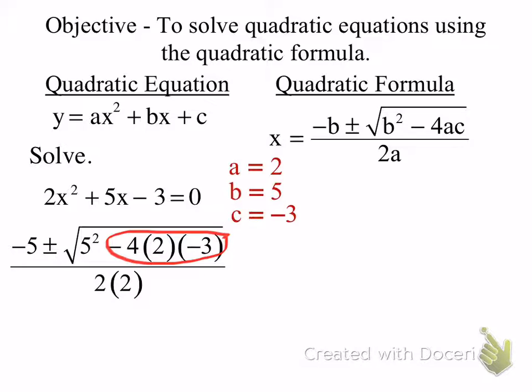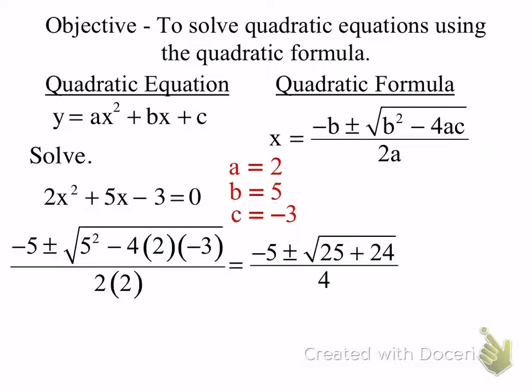What does that unit multiply to? Yes, Ryan? Positive 24. So it's really 25 plus 24, not 25 minus 4. And then I add it up. 25 plus 24 is 49. And then if we can root it, we root it. It's looking like a very friendly, pretty number. Square root of 49 is what? 7. So it's negative 5 plus or minus 7 over 4.